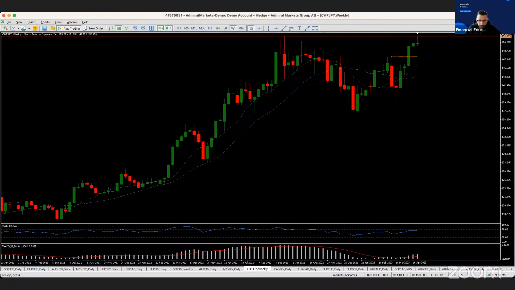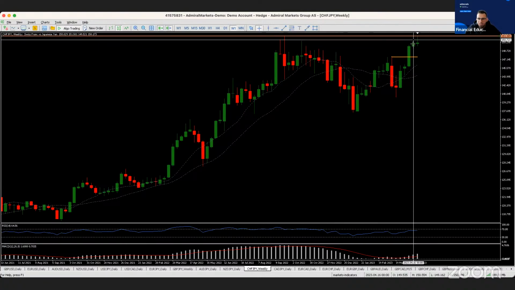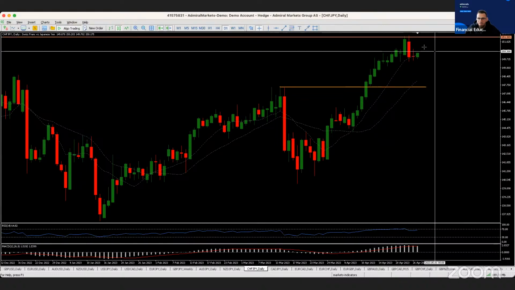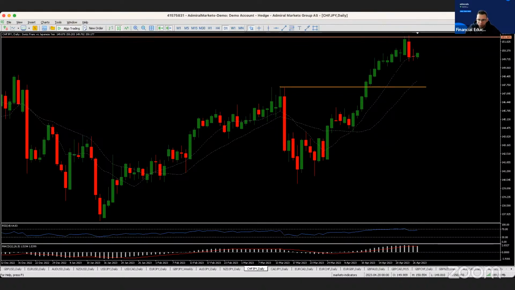CHF and Japanese yen, that's very interesting rejection on the, sorry, that's the weekly chart. That's the daily chart. Very interesting rejection from this resistance. However, we are in an uptrend. We don't know if the market is going to push lower or break to the upside. What we know, though, is that we came from this resistance. And once we come from this resistance, the market is just retracing.